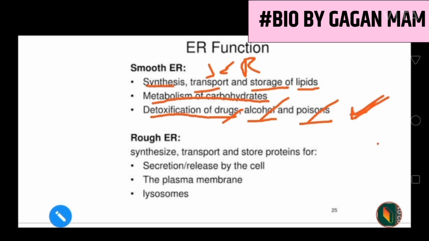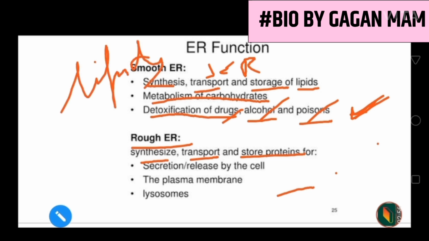Now functions of RER: it's involved in synthesis, transport as well as storage of proteins. Proteins are synthesized, transported and stored. Proteins are manufactured in ribosomes and they are then transported to other parts through endoplasmic reticulum. As you know, RER is synthesizing the proteins, whereas SER is synthesizing lipids, and both these components, proteins and lipids, are involved in the formation of plasma membrane.